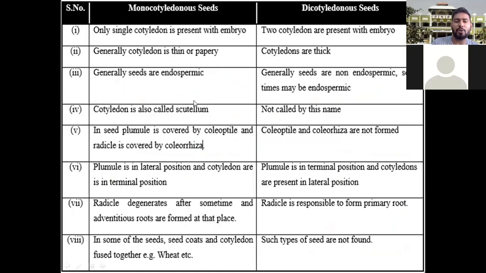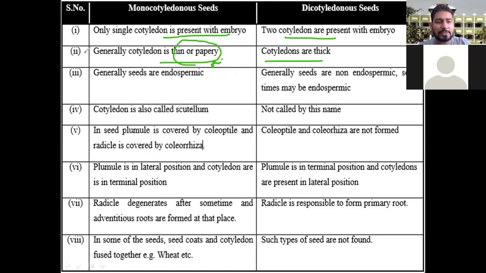Now the difference between monocotyledonous and dicotyledonous seeds; see the basic concept here and it will be clear. Only a single cotyledon is present with the embryo in monocots, here two cotyledons, basic concept. Generally the monocot cotyledon is thin and papery. Why thin and papery? They are not going to store reserve food material in large quantity. That's why it is thin and papery. Here the cotyledons are thick because the cotyledons store the reserve.